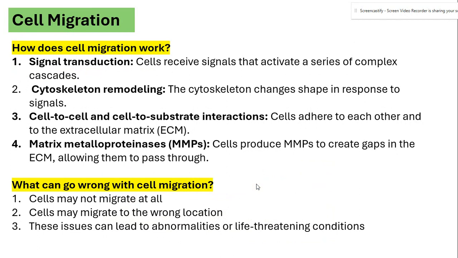What can go wrong with cell migration? Cells may not migrate at all. Cells may migrate to the wrong location, right? These issues can lead to abnormalities or life-threatening conditions. You may decide, well, I understand it's fire, but this is my place, and I'm not going to move, okay? Second, you may move to another location where you're going from the frying pan to the fire. You're going from fire to fire, all right? You're going from the east side of the mountains to the west side, where there are trees, and there might be another fire, right? Third, these issues can lead to abnormalities or life-threatening conditions, okay?